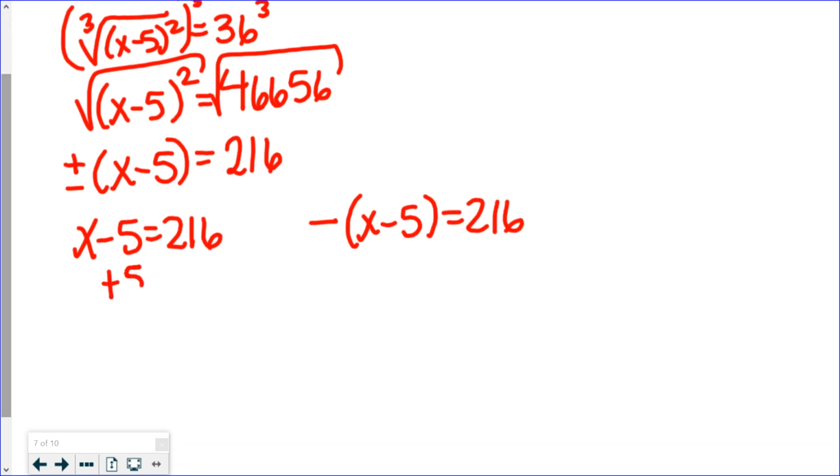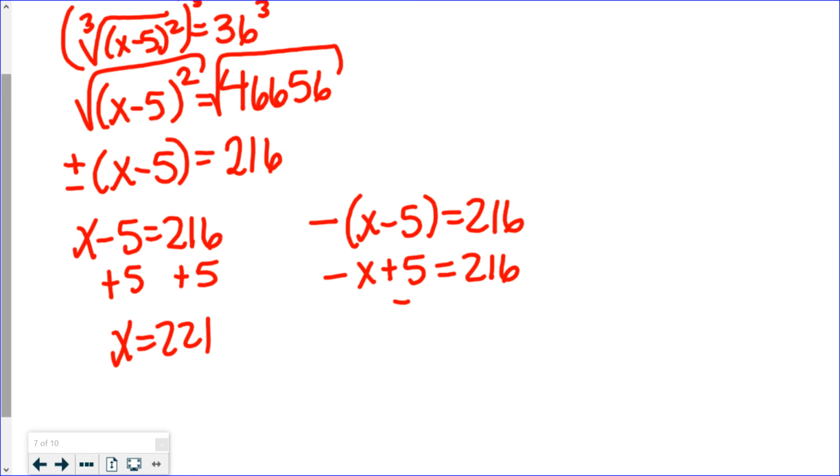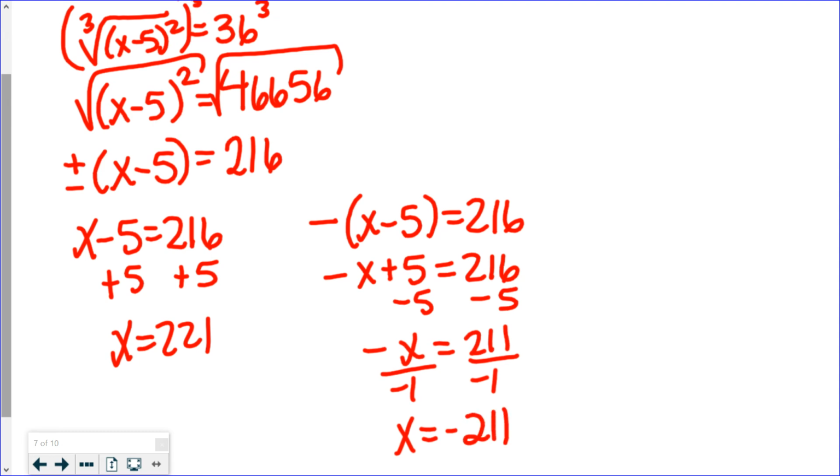So over here I get x plus 5, 216 plus 5, I get one solution, x is equal to 221. On the other side I get negative x, negative times negative 5 is positive 5. I subtract the 5, negative x is equal to 211. And then I would divide by negative 1. I solved it a little differently in class, but I think this really explains to you that this guy stays positive, whereas this one, because it's a variable, that's when the plus or minus comes into play. So we think we have two solutions, 221 and negative 211.